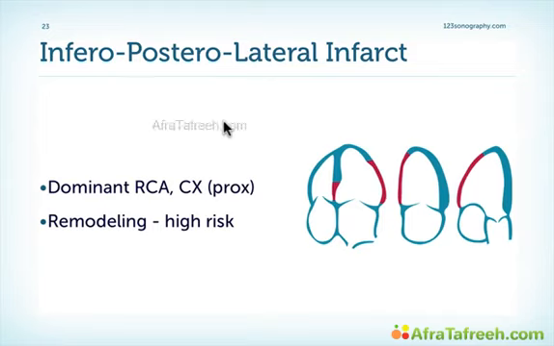RCA and circumflex infarcts can also be fairly large. They can extend from the inferior wall to the inferior septum to the lateral wall all the way to the posterolateral wall. Usually we have a very large dominant right coronary artery or circumflex coronary artery. Usually there is some form of proximal involvement, not just a branch, and the risk of remodeling in these infarcts is fairly high.